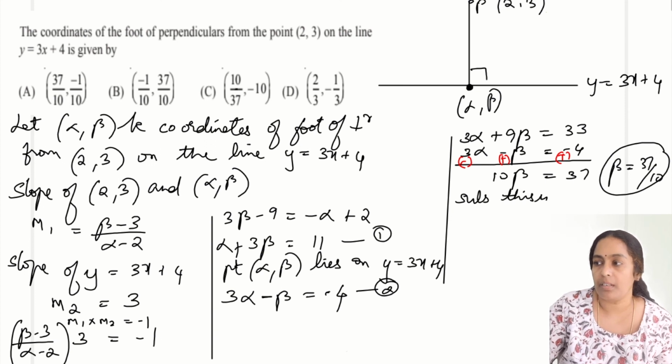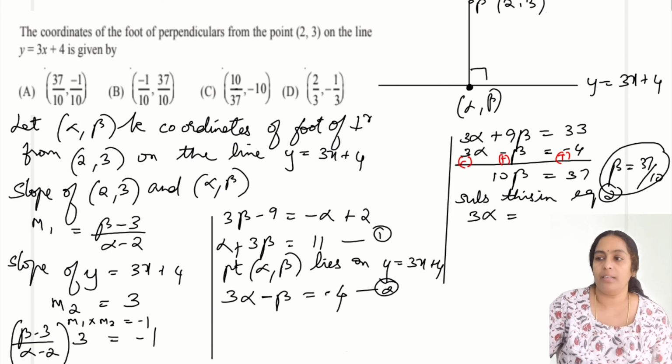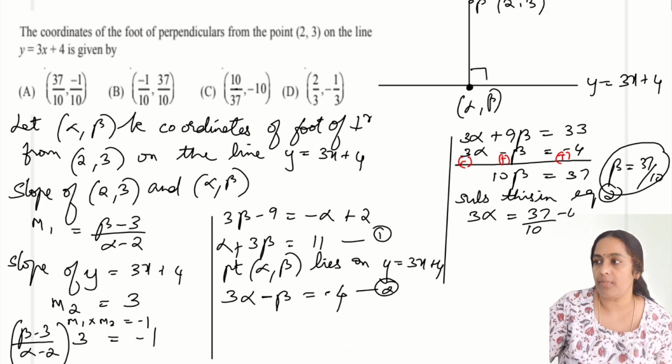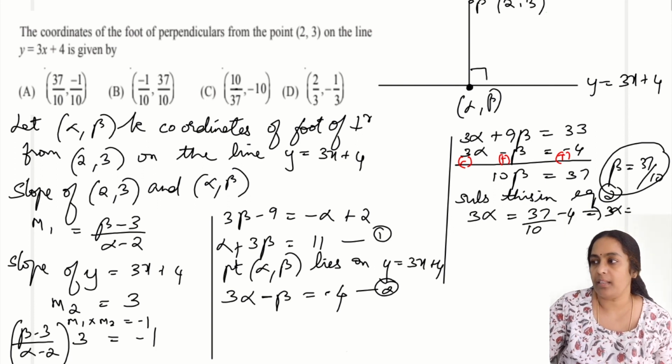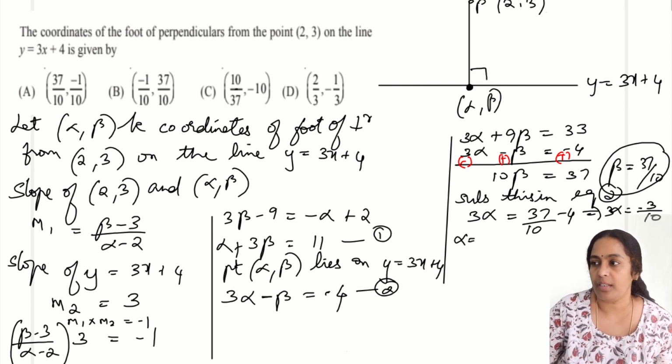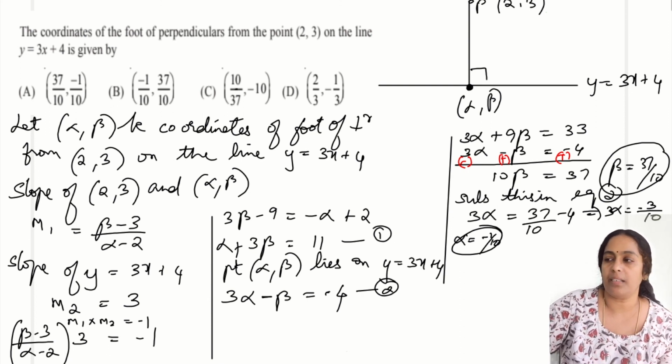Substitute this in any equation. In equation 2, 3 alpha equals beta minus 4. So beta is 37 by 10 minus 4. So I get 3 alpha equals, when I take LCM, 37 minus 40 by 10, so I get minus 3 by 10. So what is my alpha here, children? Alpha will be minus 1 by 10. Alpha is minus 1 by 10. Beta is 37 by 10.